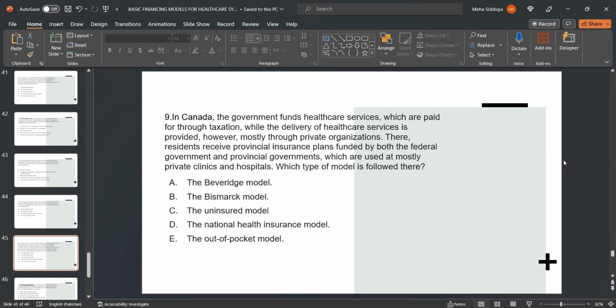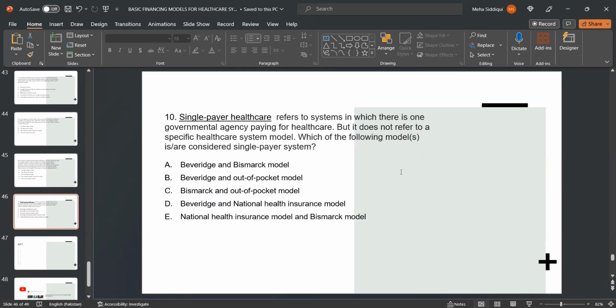MCQ number 9. In Canada, the government funds healthcare services which are paid for through taxation, while the delivery of healthcare service is provided, however, mostly through private organizations. Their residents receive provincial insurance plans funded by both the federal government and provincial governments, which are used at mostly private clinics and hospitals. Which type of model is followed there? The Beveridge model, Bismarck model, uninsured model, the national health insurance model, and the out-of-pocket model. D. Yes, D is the right option, national health insurance model, because here we can see that the working model is the mixture of Beveridge model, as healthcare services are paid through the taxation of the public, and the delivery of healthcare services provided through private organizations, which is the characteristic feature of Bismarck model. So the mixture of these two models is a national health insurance model.